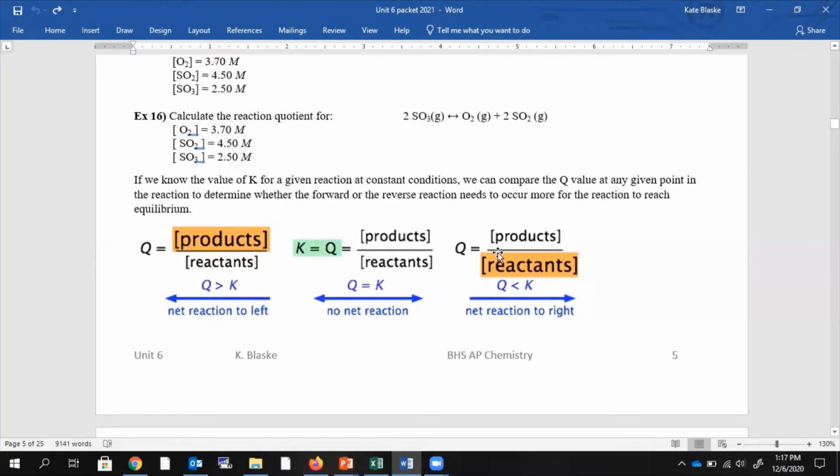If we calculate our Q value and we find that our Q value is smaller than our K value, that means we have too many reactants and not enough products to be at equilibrium. So again, that means our overall reaction is going to shift to the right to form more products, use up some reactants to come to equilibrium. If Q and K are equal to each other, then we are already at equilibrium, and that reaction does not need to shift one direction or the other in order to achieve equilibrium.